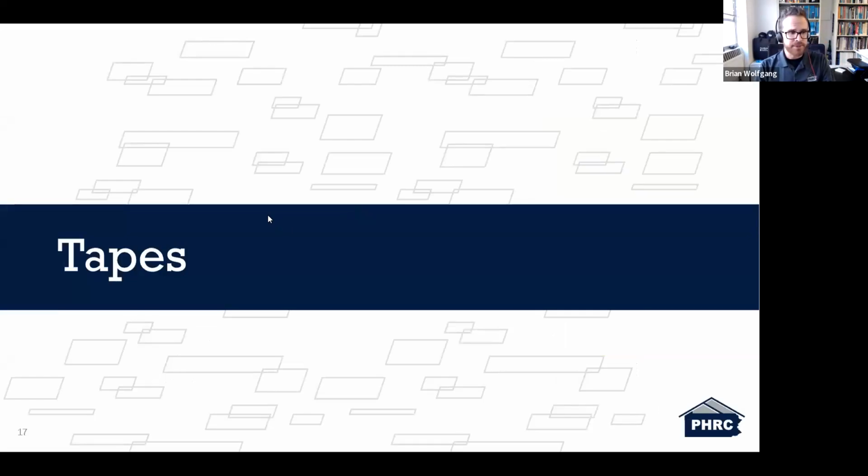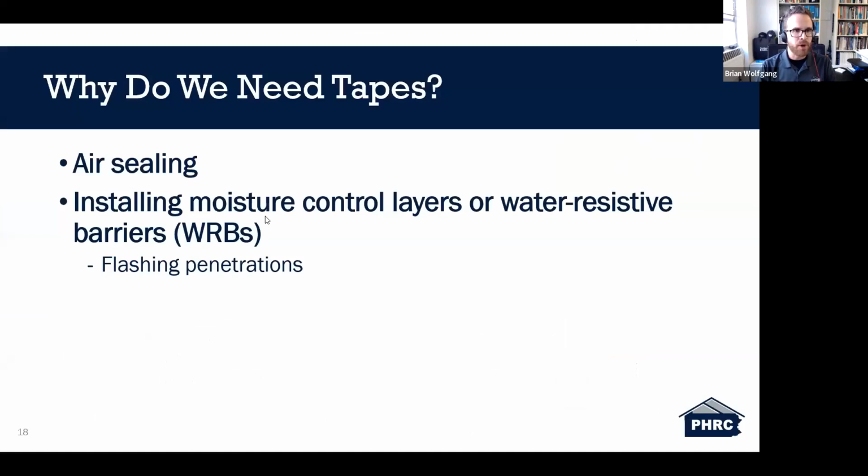So let's talk about tapes. Like we said, why do we need tapes? We've used tapes on projects for a long time. I would say as a classic application of tapes, we would most often see some sort of proprietary tape being used to seal seams on our mechanically fastened house wraps and water resistant barriers.